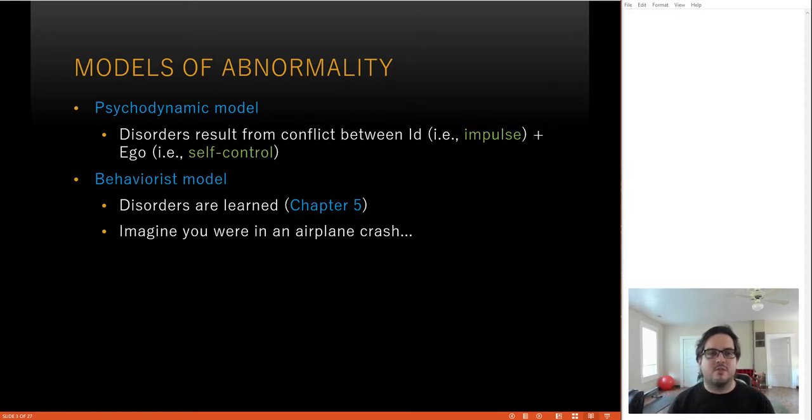The behaviorist model is something we have seen a few times before. You should think of Chapter 5, learning. Behaviorists were those who constructed models of classical conditioning and operant conditioning. So the idea here is that disorders can be learned. Now, this might sound kind of odd, but let me give you a probably clear example of this.